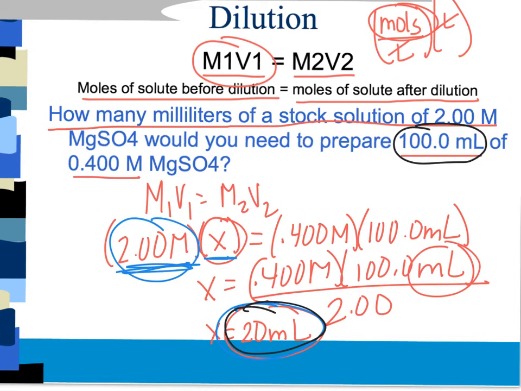Okay, so let me explain to you, let's draw a picture of this whole dilution of what this would look like. Typically for a dilution, we use what is called a volumetric flask. A volumetric flask has a very long neck, it kind of looks like this. It's a piece of glassware, and these come in many different sizes.